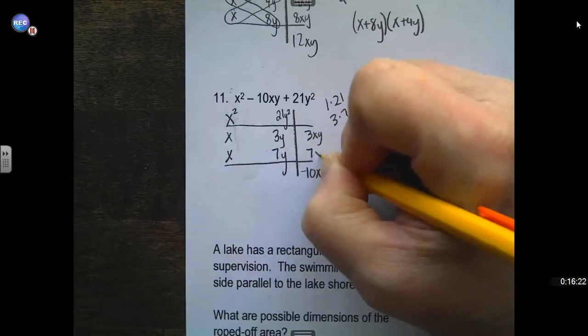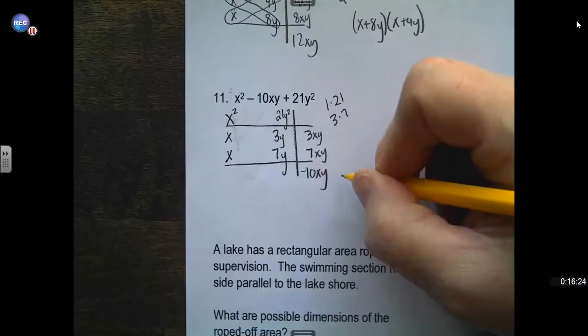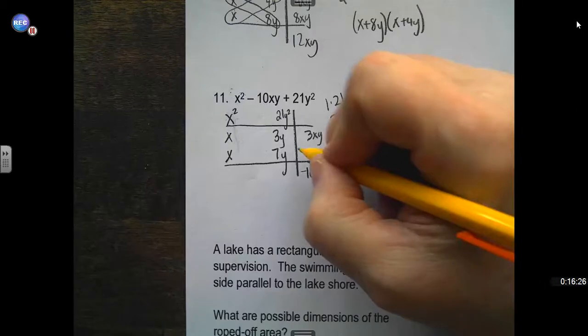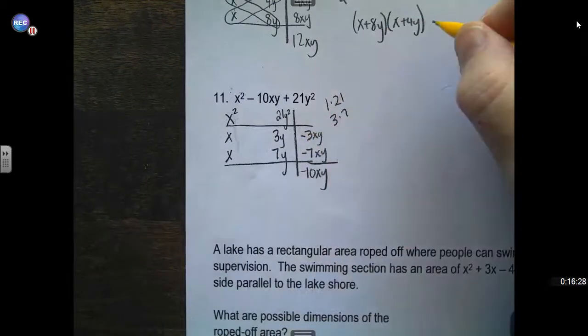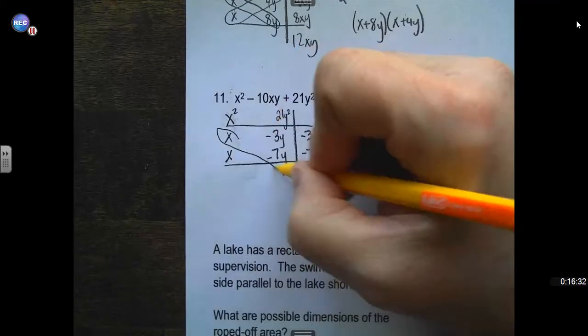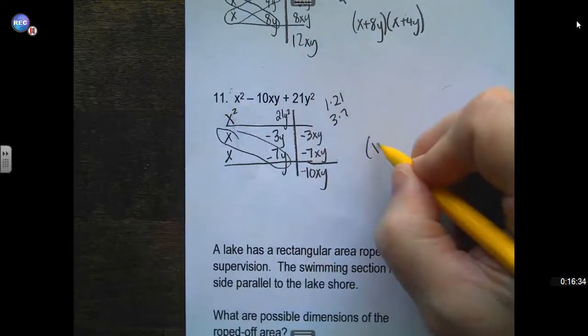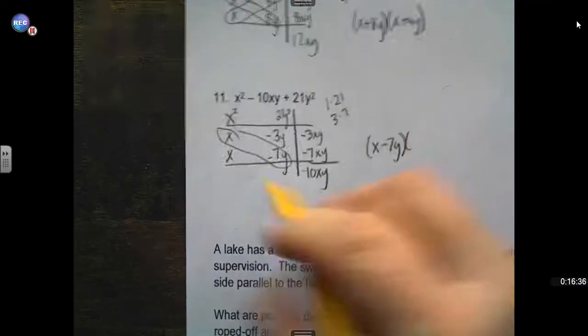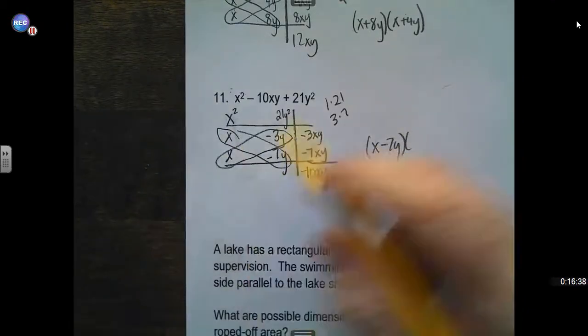3xy, 7xy, that doesn't work. But if I make them both negative, it will work. So I'll make these both negative. So the quantity x minus 7y times the quantity x minus 3y.